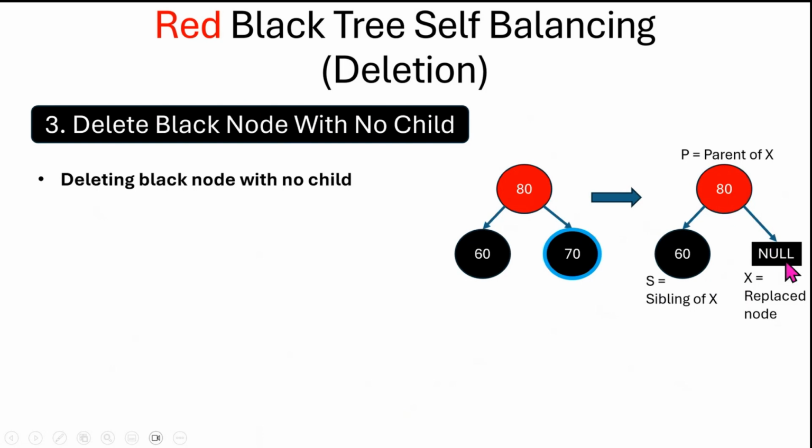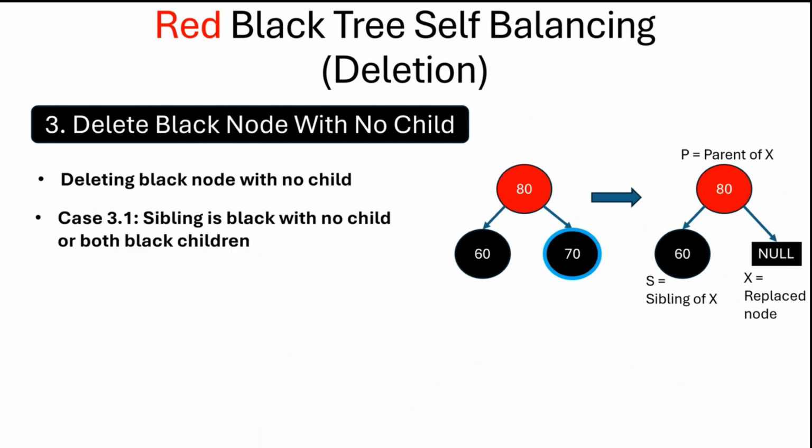If X is the right child of the parent, then the left child of the parent will be the sibling of X. Or if X is the left child of the parent, then the right child of the parent will be the sibling of X. Now, this is the first case, where the sibling is black with no child or both black children. This is the first subcase in deleting a black node with no child.